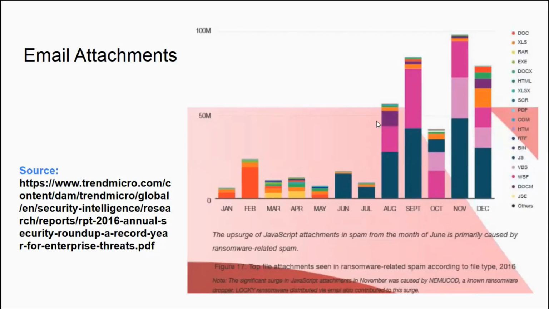Now you can see how ransomware attacks occur using email attachments. This is sourced from Trend Micro reports. After 2016, these are the top file attachments seen in ransomware-related spam according to file type. You can see docs, XLS, RAR, exe, docs, HTML, XLS, PDF, COM. These types of files are attached in spam mail.